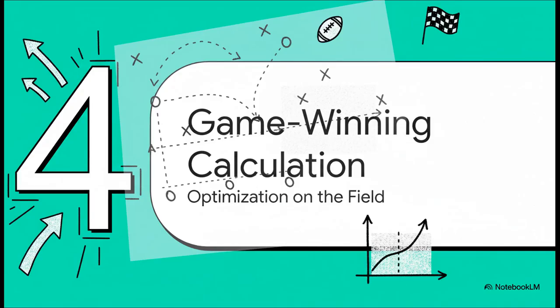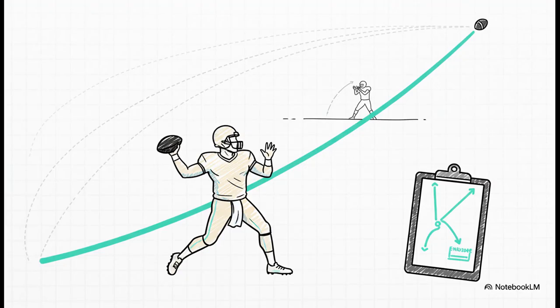Okay, this all leads us to the ultimate goal, optimization. We can use these tools not just to analyze what already happened, but to figure out the absolute best strategy for what to do next. This is literally how you calculate a win. At the end of the day, optimization is all about finding the absolute best possible outcome. For a quarterback, it might be finding the perfect launch angle to get the maximum possible passing distance. For a punter, it's finding the angle that gives you the maximum hang time, giving your coverage team that extra second they need to get downfield. It's all about finding the best.